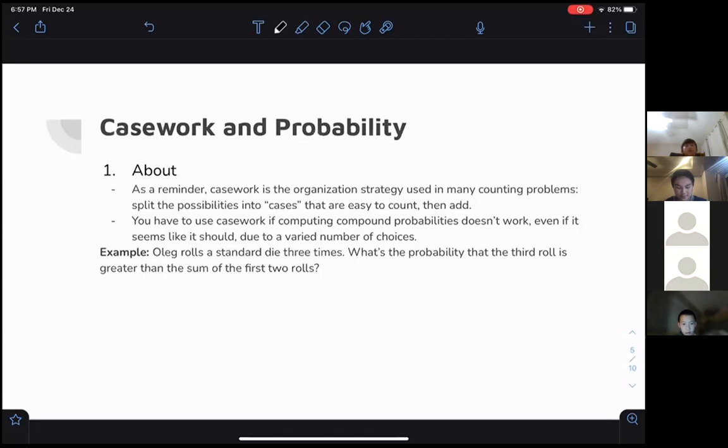Depending on what the problem is, to be honest. For an example, Oleg rolls a standard die thrice. What's the probability that the third roll is greater than the sum of the first 2? This definitely does require some casework, although if you try it out, it's not that bad. So I'll just give everybody a little bit to do this.